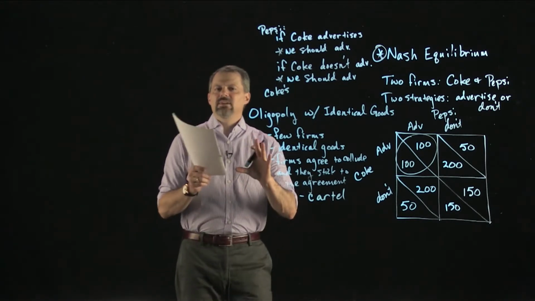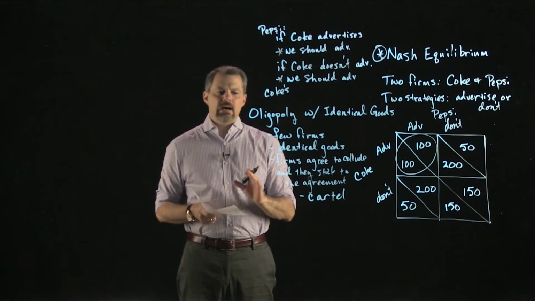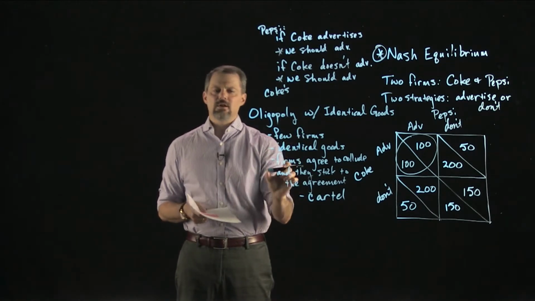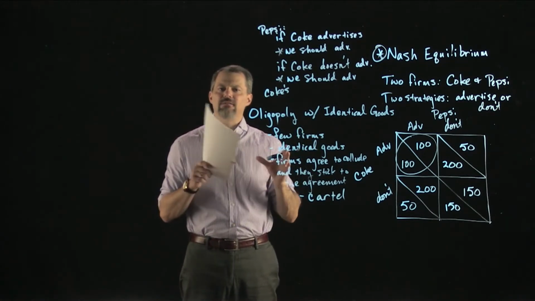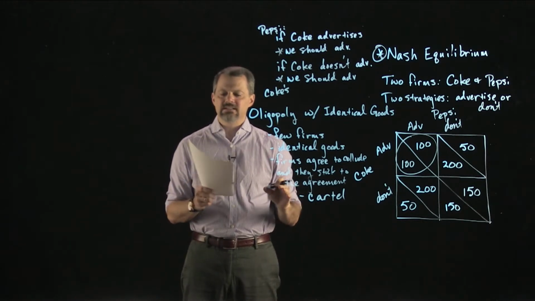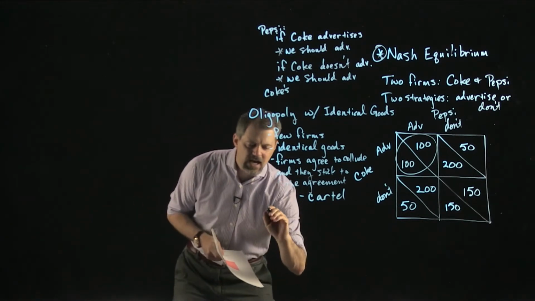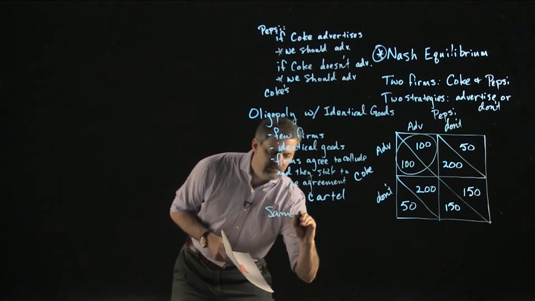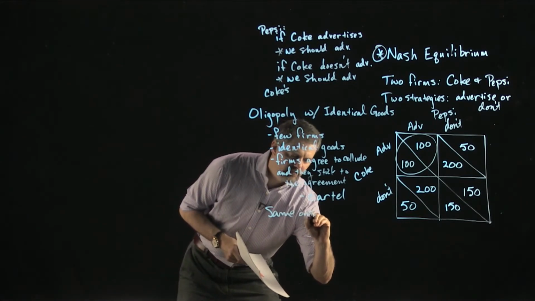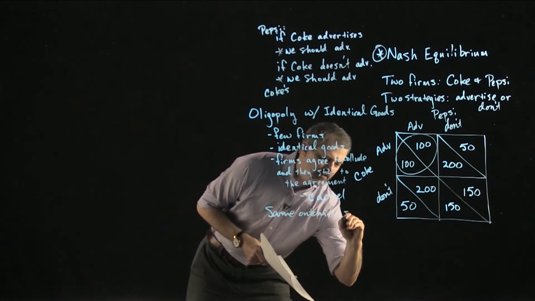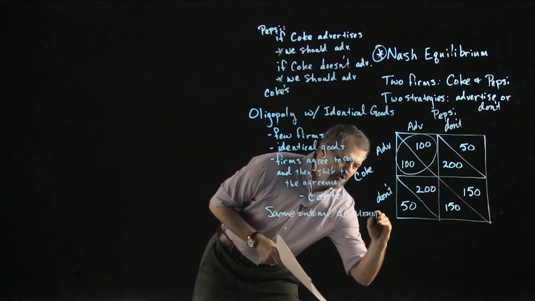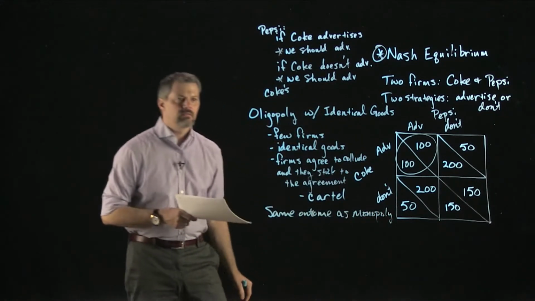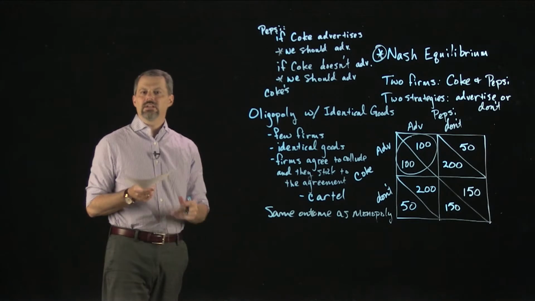So this outcome is easy with this type of oligopoly where there are few firms, the goods are identical, and the firms are all colluding. This is the exact same as monopoly. Same outcome as monopoly. So we already know how that works. It's the same outcome as monopoly.